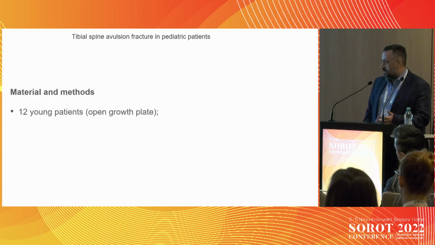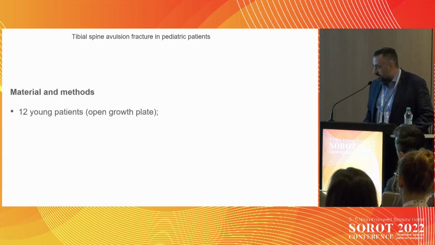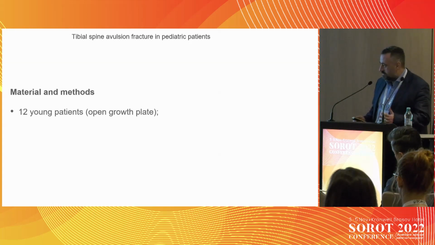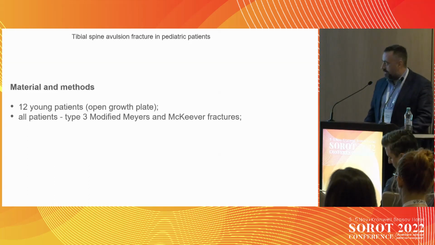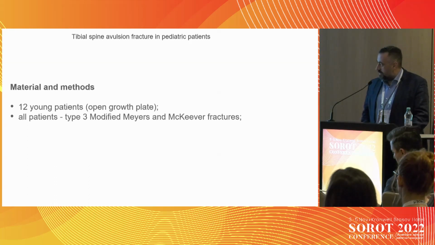I've had a patient who was 14 years old and 1.92 meters, basically an adult patient at 14 years old, a girl, a basketball player. And these young patients, speaking about the morphotype, were very varied. All the patients had type 3 modified Meyers and McKeever fractures.